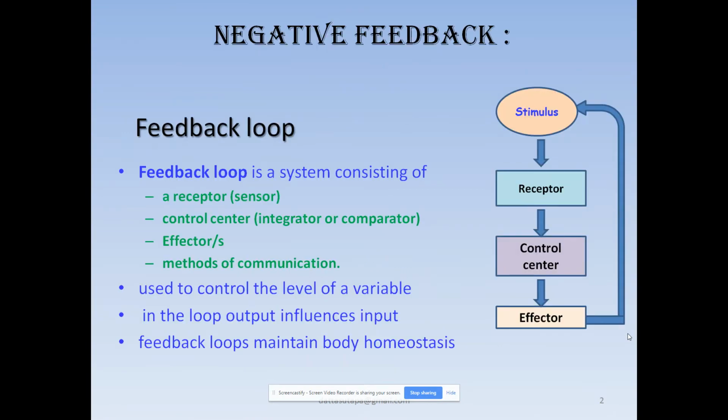What is negative feedback? For that, we have to understand the basic idea of a feedback loop. In a feedback loop, these components are very much essential: a receptor, a control system, effectors, and the methods of communication. The feedback loop is used to control the level of a variable, and in the loop, output influences input. Feedback loops maintain body homeostasis.